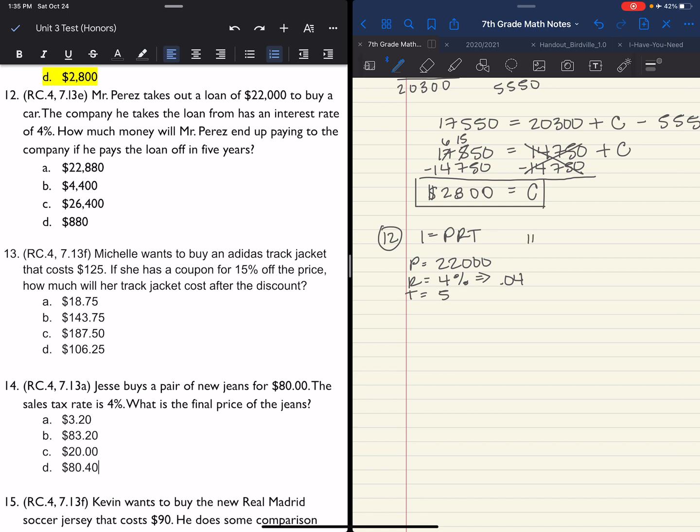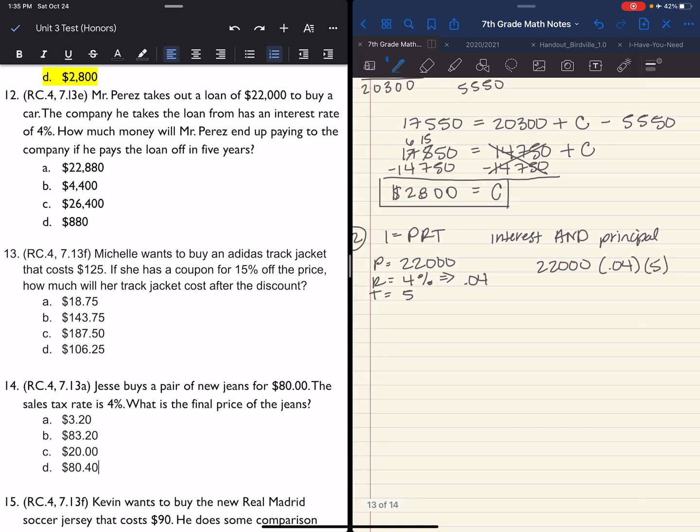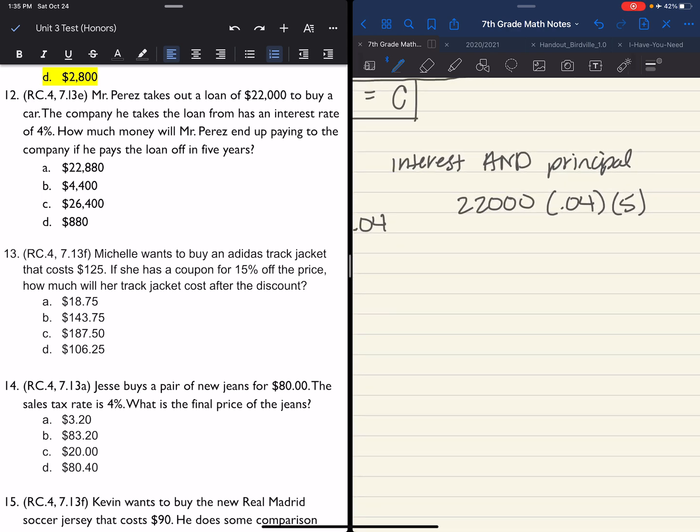And I need to know that. So interest and principal. So I know I'm going to be adding those two together when I'm done finding the interest. So for me to find the interest, I'm just going to plug these guys into my formula, multiply it out, and that's all she wrote. So 22,000 times 0.04 times 5. Do you see how I just plugged it straight in? I have my principal, my rate, and my time all plugged into my formula, and that will give me my interest. Now, I am going to do some mental math.